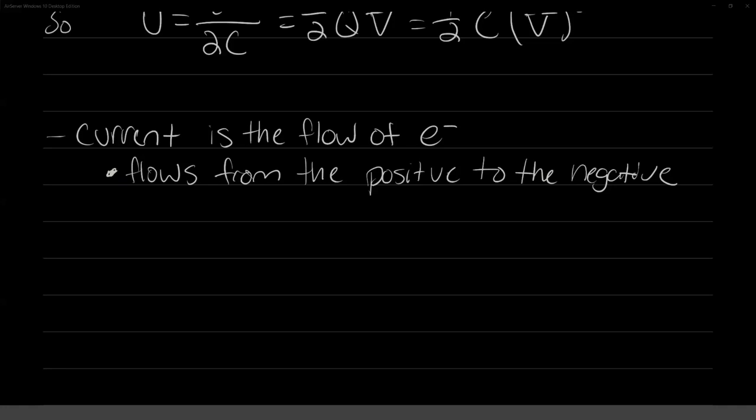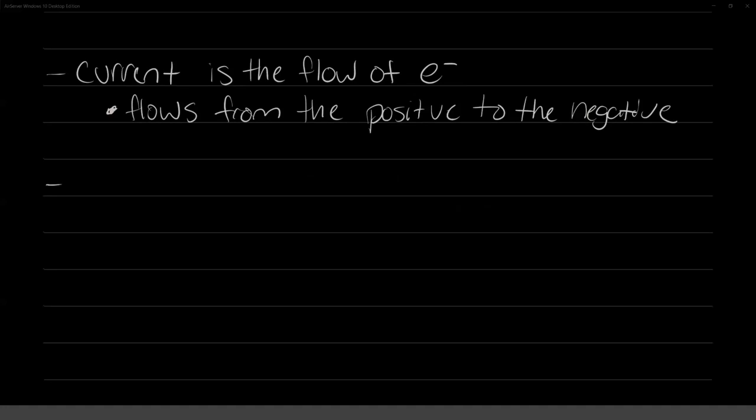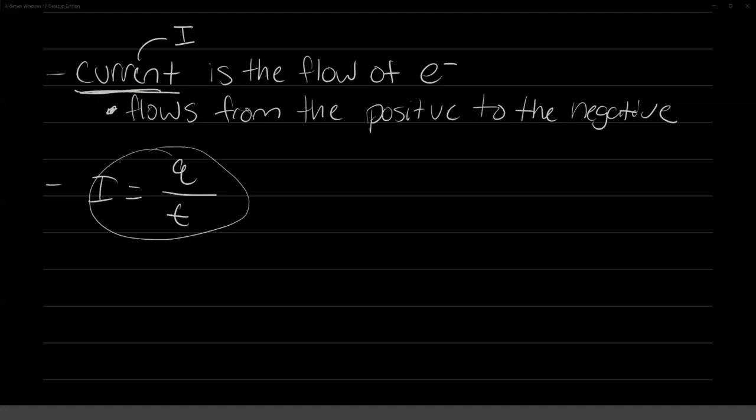Current is the flow of electrons, or you could say the flow of charges. Charge is indicated by Q, right? So current basically is how much Q we have over a certain amount of time, and I is the symbol we use for current. So that's one equation: if we're given a charge and a time, we should be able to find the current from that.